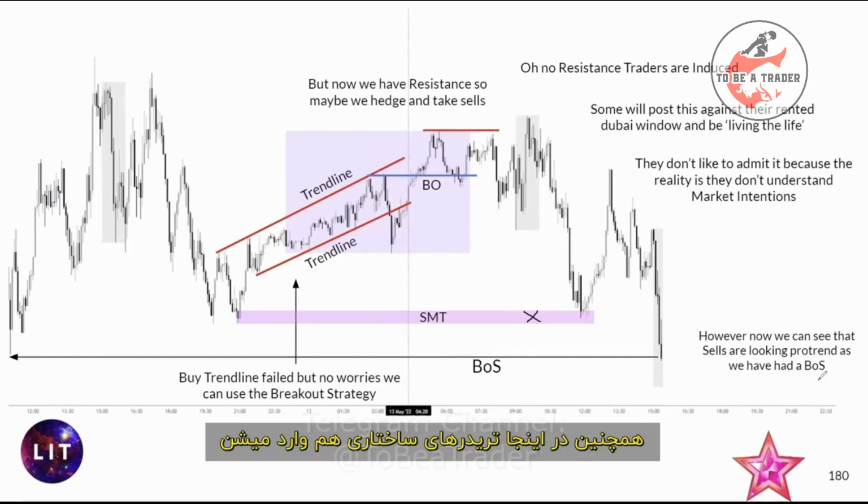Anyways, this is where, of course, your structure traders also get in. So they see this as a break of structure.